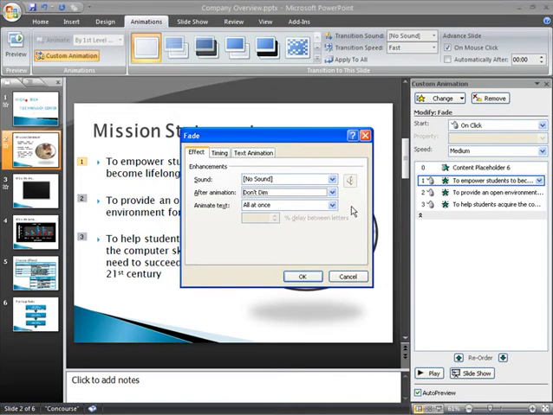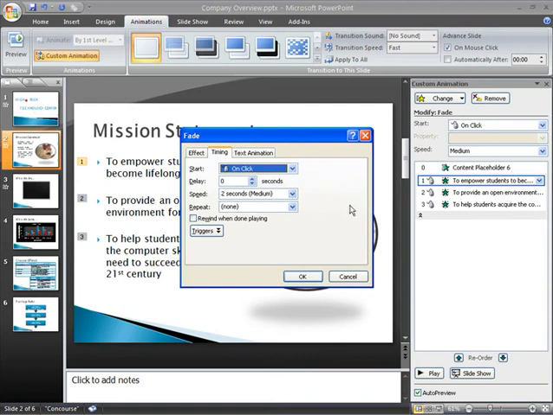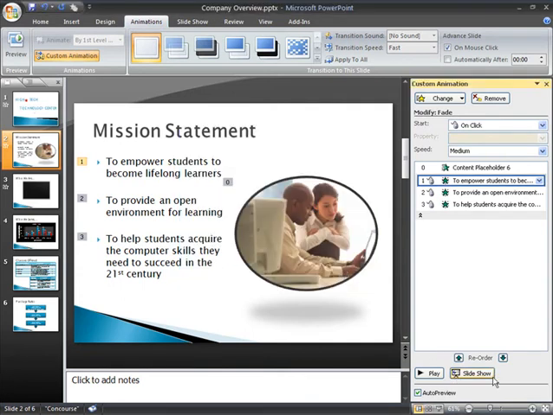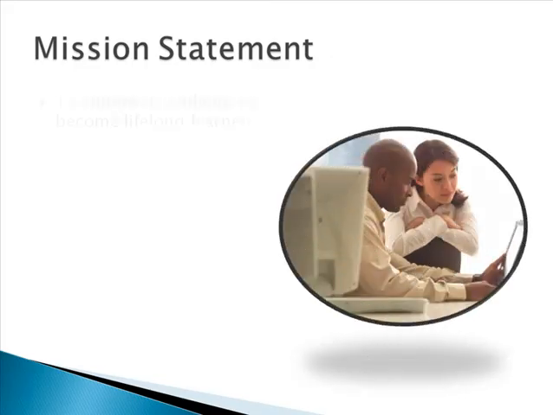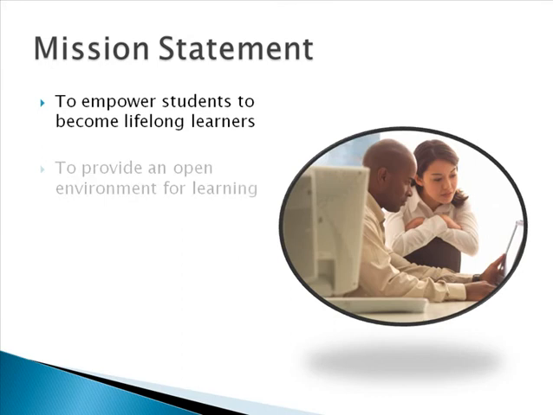Since I am animating text, I can choose to have it appear all at once, word by word, or letter by letter. On the Timing and Text Animation tab, you can really fine-tune the animation. There is so much you can do here that I'll let you explore that one on your own. Let's press Slideshow and see how this slide looks.